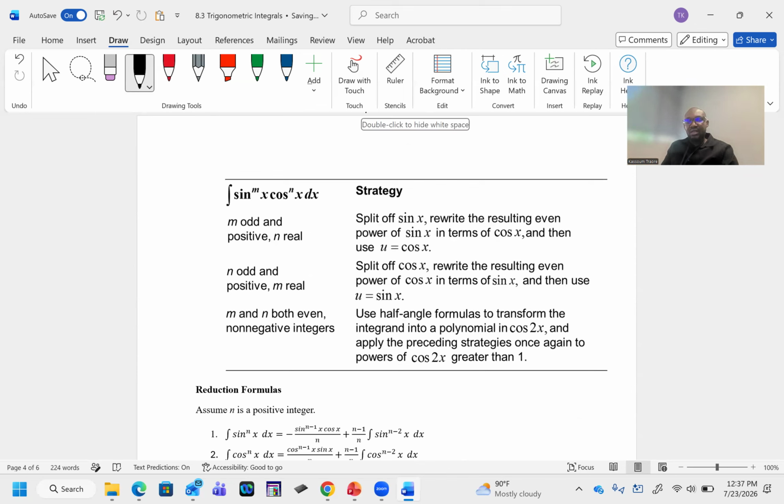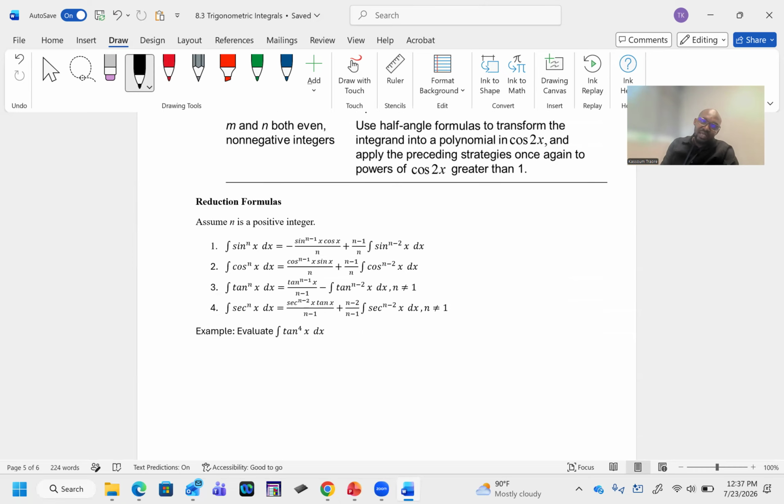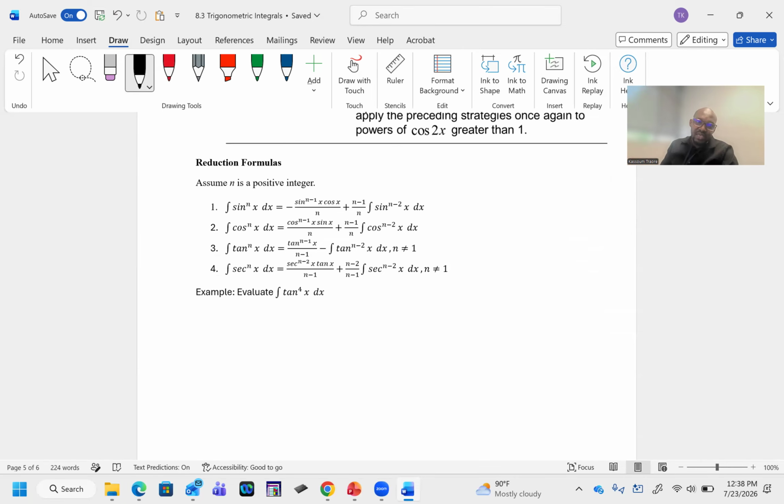Now again, this is the strategy you need to remember, okay? If m is odd and positive, and n can be any real number, split off sine x. Rewrite the resulting even power of sine x in terms of cosine x, and then use u equal to cosine x. And if n is odd and positive, m a real number, split off cosine x, and then u will be what? Sine x. If m and n both are even, use the half angle formula, okay?